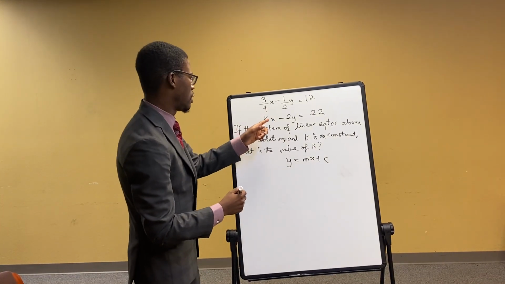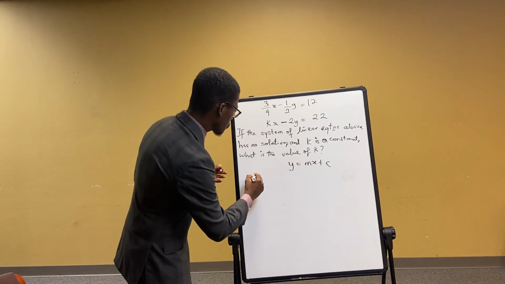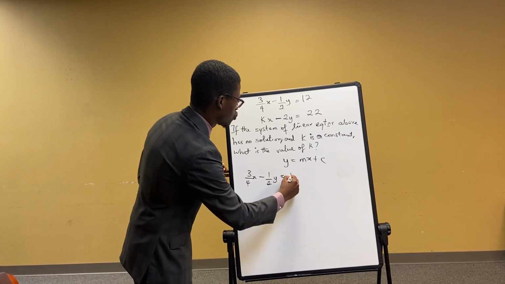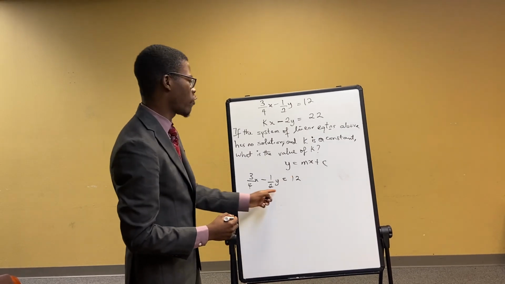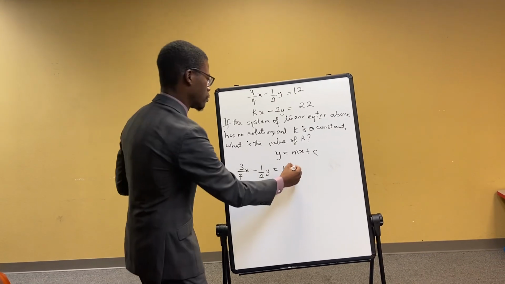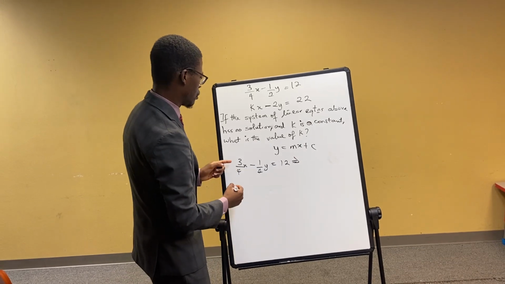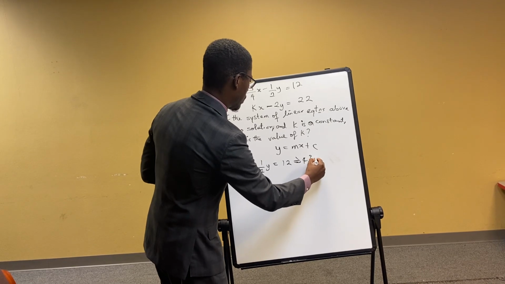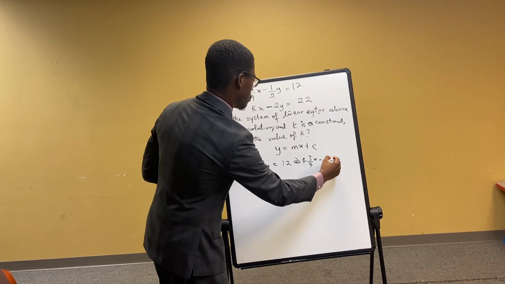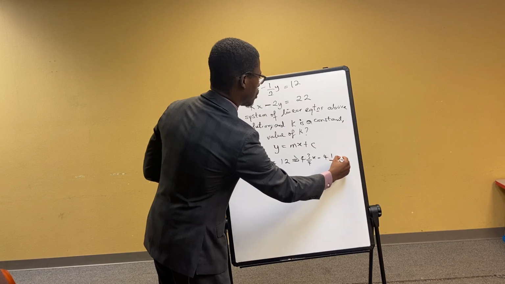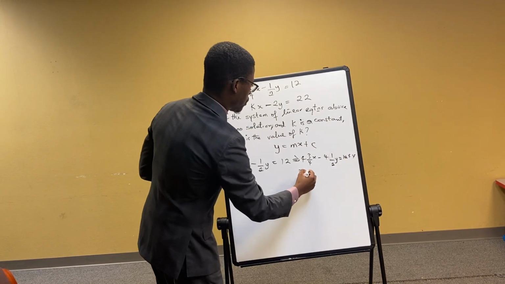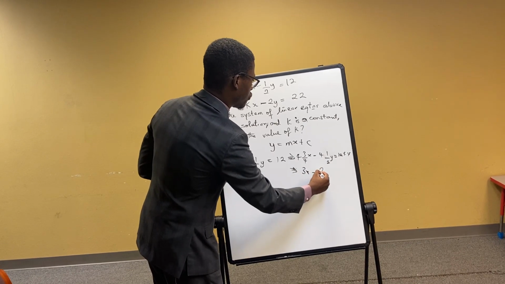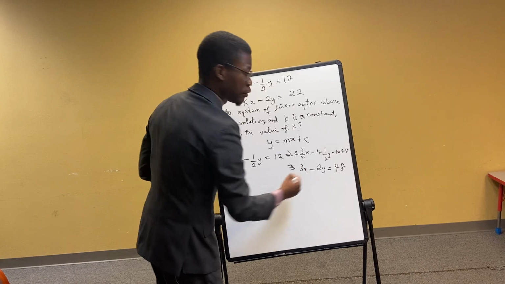Let me start with the first one: 3 over 4x minus 1 over 2y equals 12. Now I can multiply through by 4 to make things easier. So 4 times 3 over 4x minus 4 times 1 over 2y equals 12 times 4. This gives me 3x minus 2y equals 48.